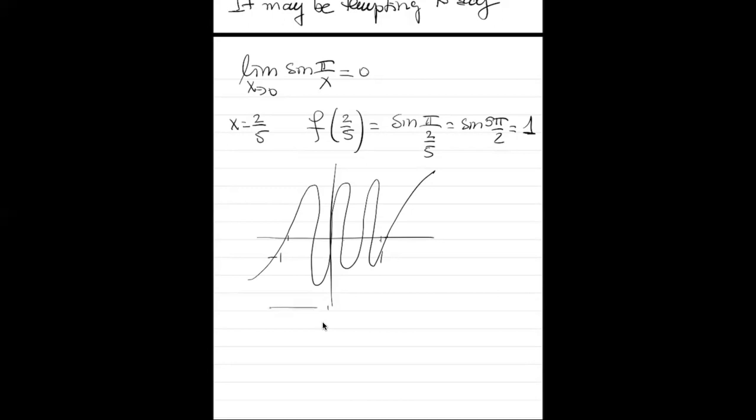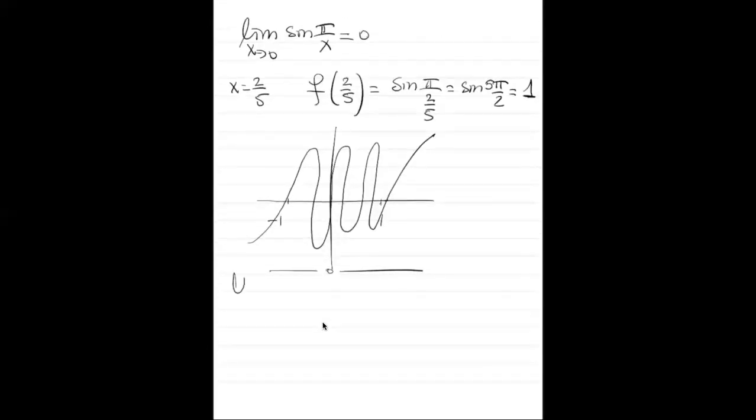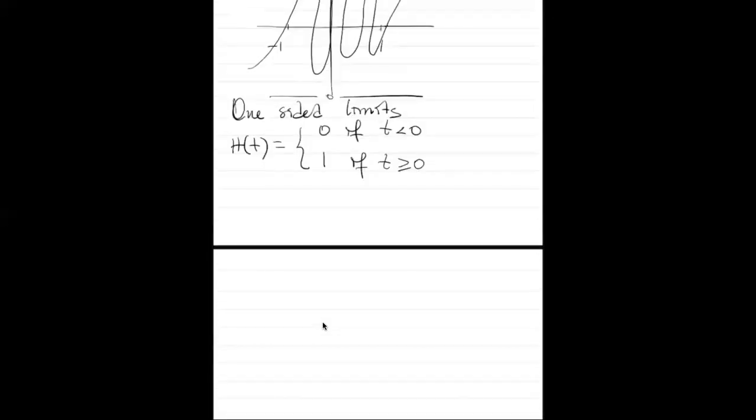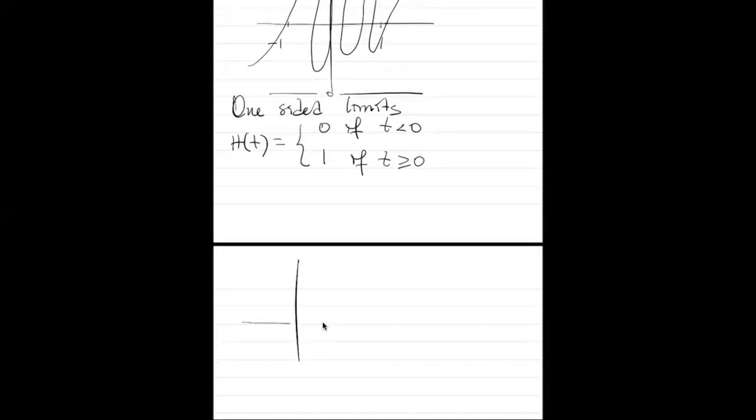All right, let's talk about one-sided limits. A function, we'll call it h. It's a piecewise function equal to 0 if t is negative, and equal to 1 if t is greater than or equal to 0. So this is a piecewise function. Let's graph it. If t is positive or 0, the y value is 1. So we have this horizontal line going that direction, and if t is negative, then it's 0.